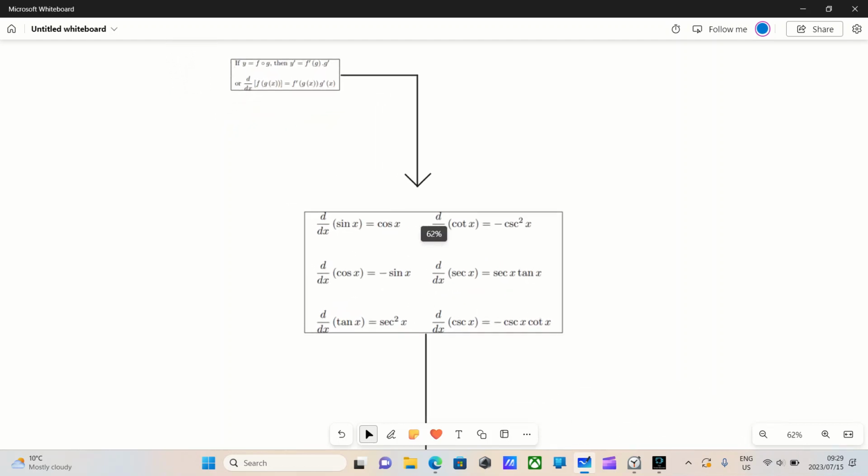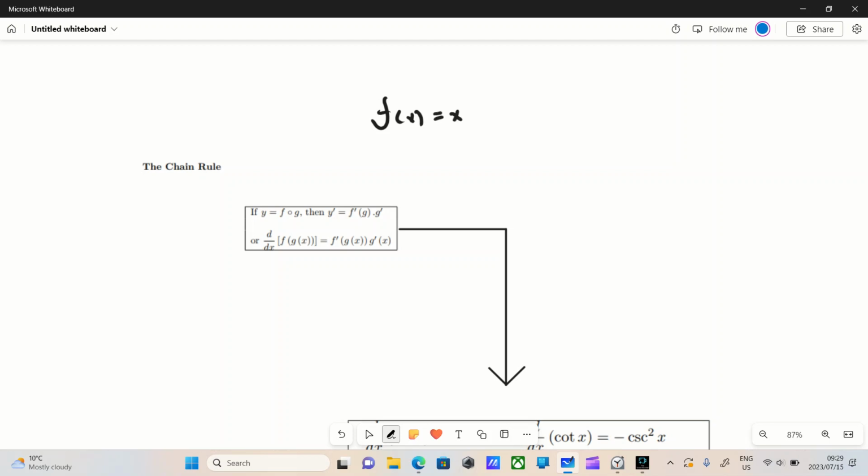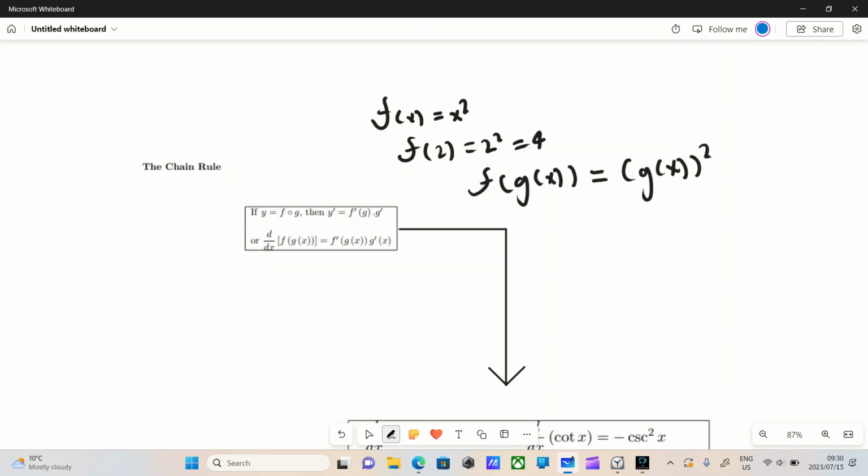Let me just zoom in a little here. Let's say we had a function f of x, which returns the value of x squared. And if I gave you the value f of 2, this would be 2 squared, which is equal to 4. Simple. But what if instead I gave you f of g of x, and now you have to return g of x, whatever that may be, squared, and g of x is equal to x cubed. Well, then this would now become x cubed all squared.